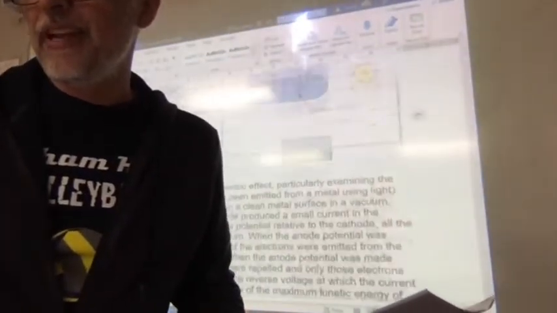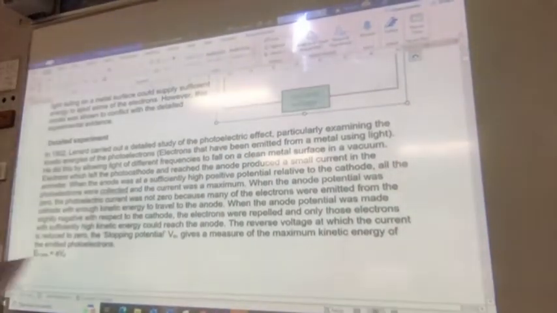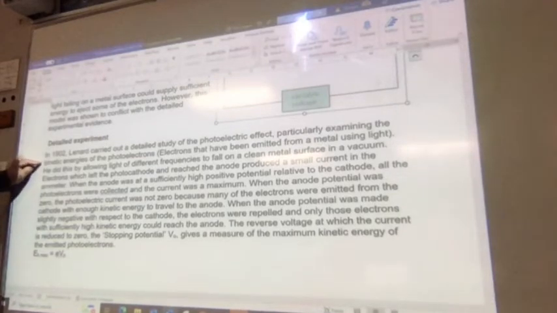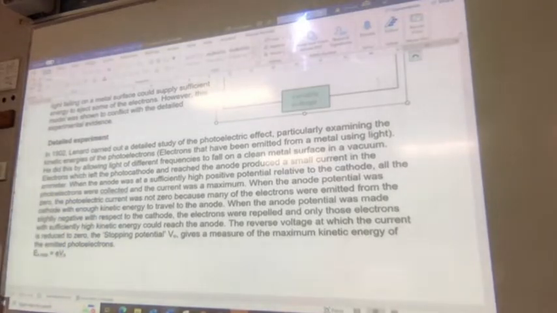In 1902, Leonard carried out a detailed study of the photoelectric effect, examining the kinetic energies of photoelectrons. This is pretty much what you learn in this chapter. The results of what he calculated are what you're learning here. The electrons have been emitted from a metal using light, so we call them photoelectrons. They're exactly the same as any electrons. A current that is created by light shining on a metal, we call the photocurrent.